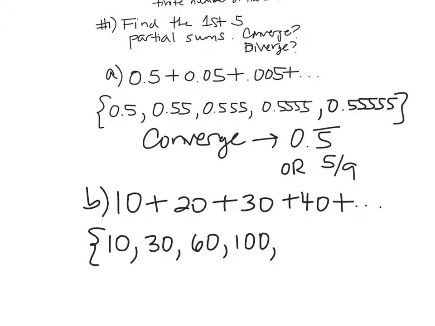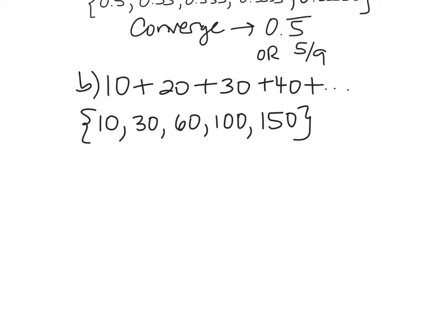And then the sum of the first 5 numbers would be what? 150. Perfect. Okay, so those are our first 5 partial sums. Are these numbers converging to anything or diverging? They're diverging, yes. They're just going to keep getting bigger and bigger and bigger. And if you do this an infinite amount of times, you will get infinity when you add them all up.